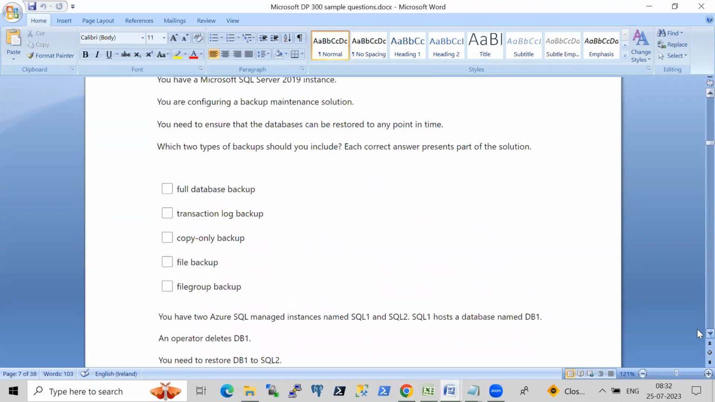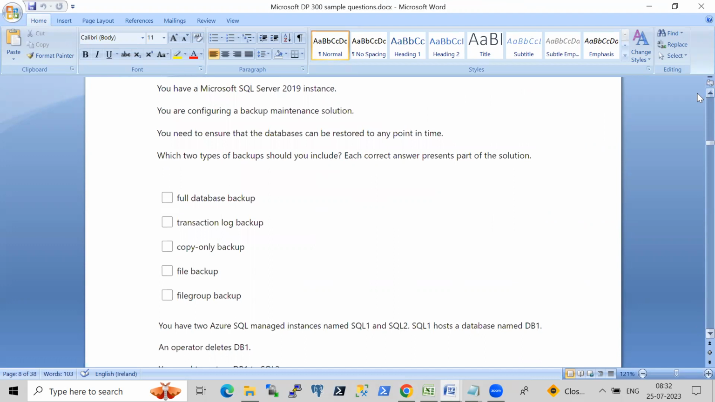The next question is, I think, very simple. Let's check this. You have a 2019 instance and you are configuring a backup maintenance solution. I have to ensure we should be able to restore my databases at any point of time. So what are my options? Full, T-log, copy only, file group backup. When I want to ensure point in time restore, what is the important backup that I have to configure?